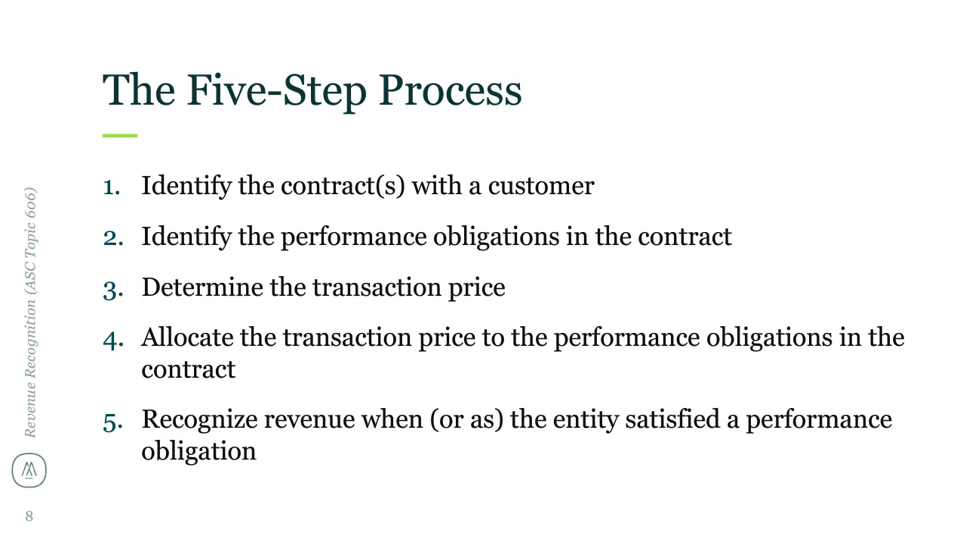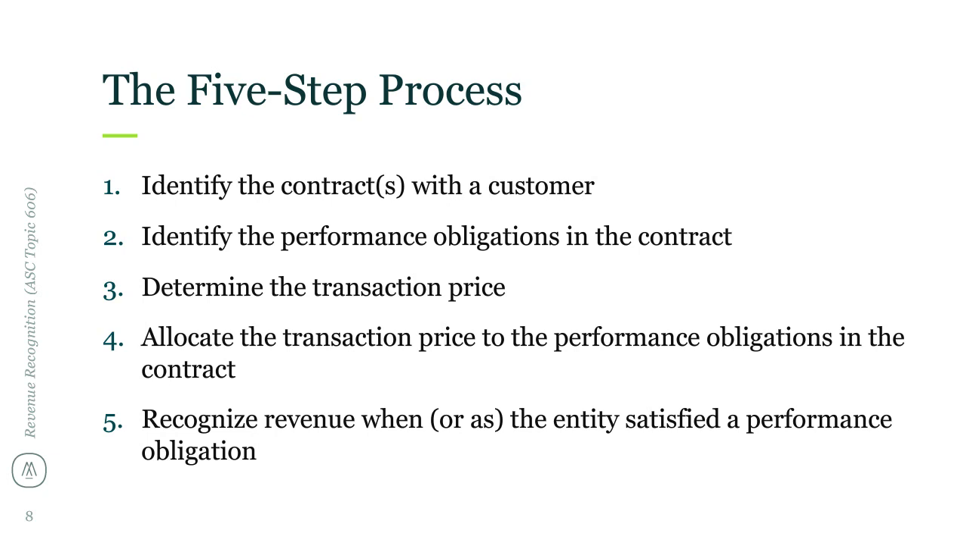You need to consider if the customer has both the ability and the intent to pay when you're considering if collectibility is probable. So then the next step, once you've identified that you have a contract, is to identify performance obligations within the contract. That's defined as a promise in a contract to transfer a good or service. It must be a distinct good or service, or a series of substantially similar distinct goods or services that have the same pattern of transfer.